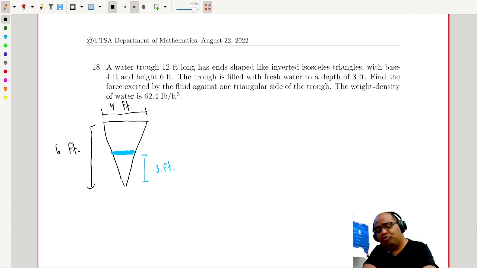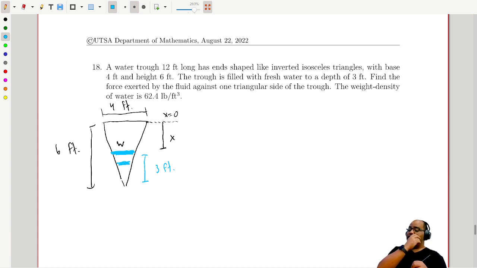Let's call this width across in blue here W. And once again, I'm going to start my coordinate system at the top here, so that's x equals 0. So this is at some distance x, maybe. And we're going to use a similar triangle idea. Okay, so let's set it up.